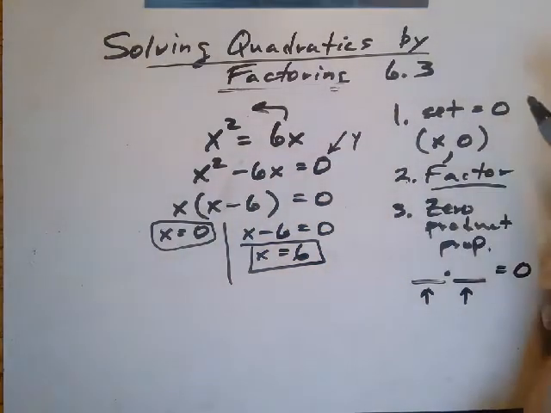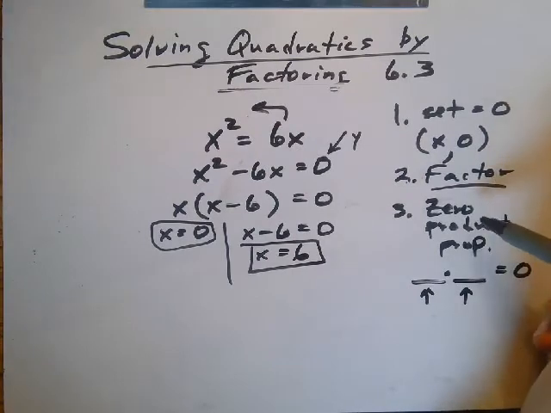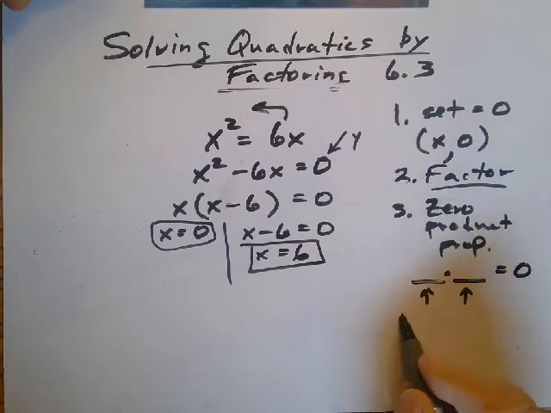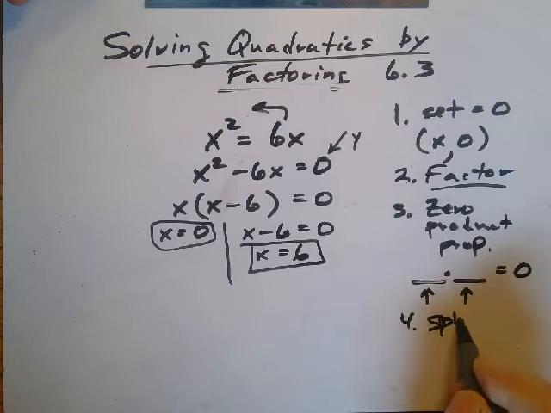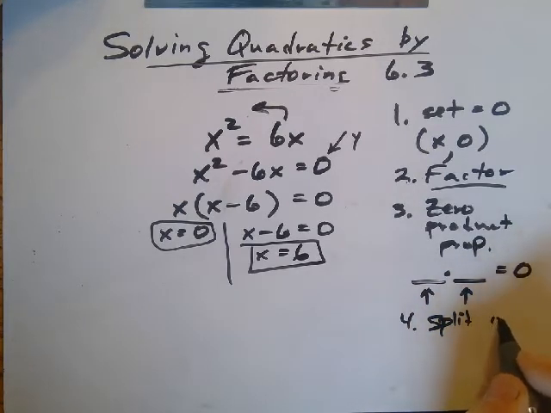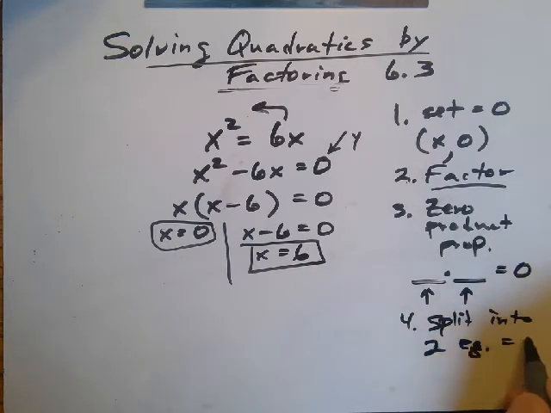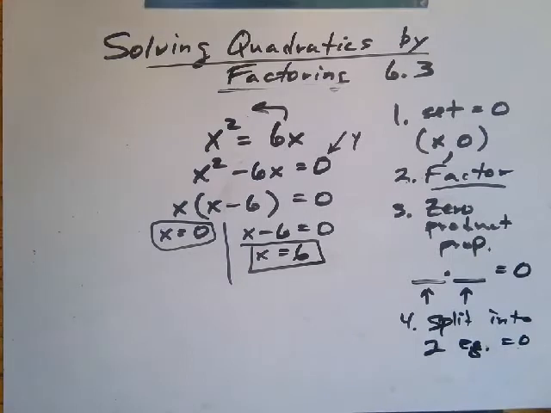Again, set it equal to 0, factor it, and then use the zero product property. And here you're going to split into two equations, both of them equal to 0. Okay? So there's your step.